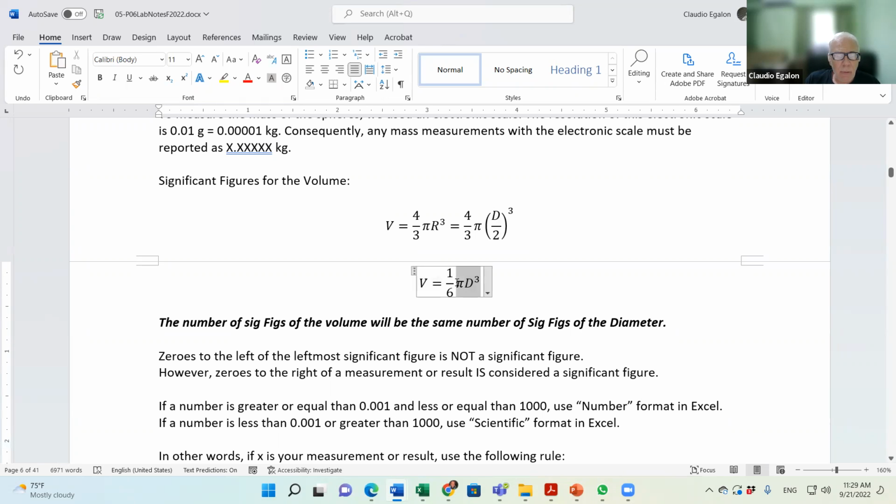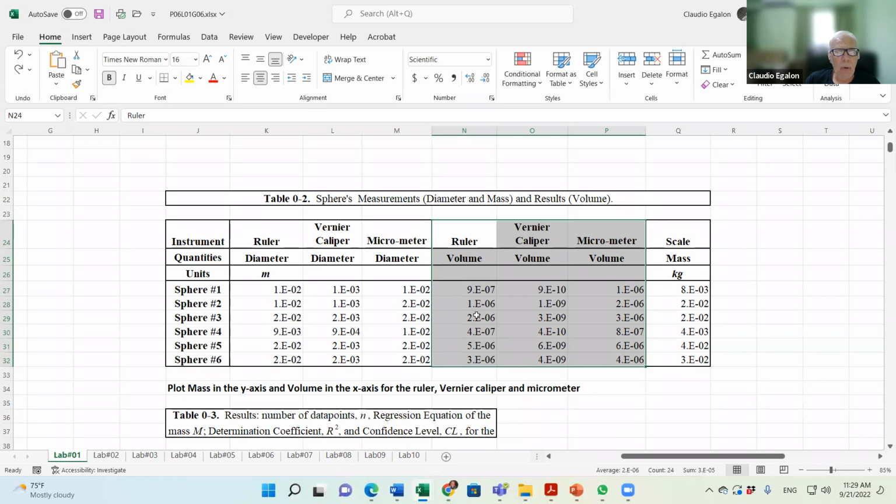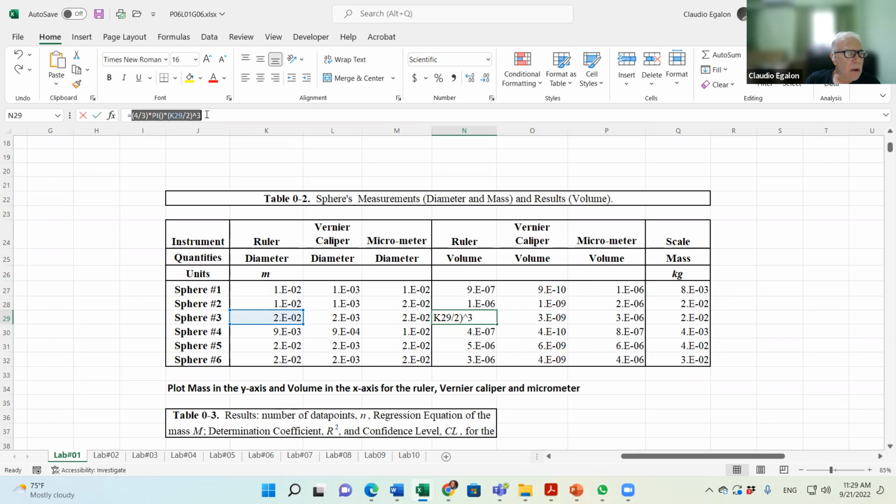Okay, this formula is already programmed in my spreadsheet. If you click in any of those cells, you're going to see that I wrote down the formula here for the volume of the sphere: 4/3 pi, diameter divided by 2, to the cube. So the moment my students write down the diameter of the sphere, my spreadsheet automatically calculates the volume.